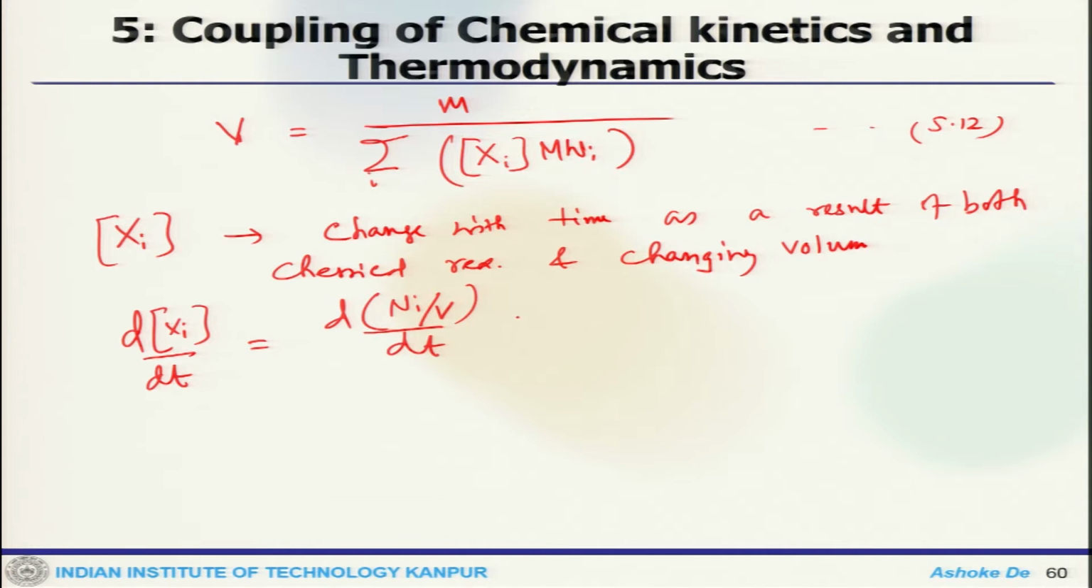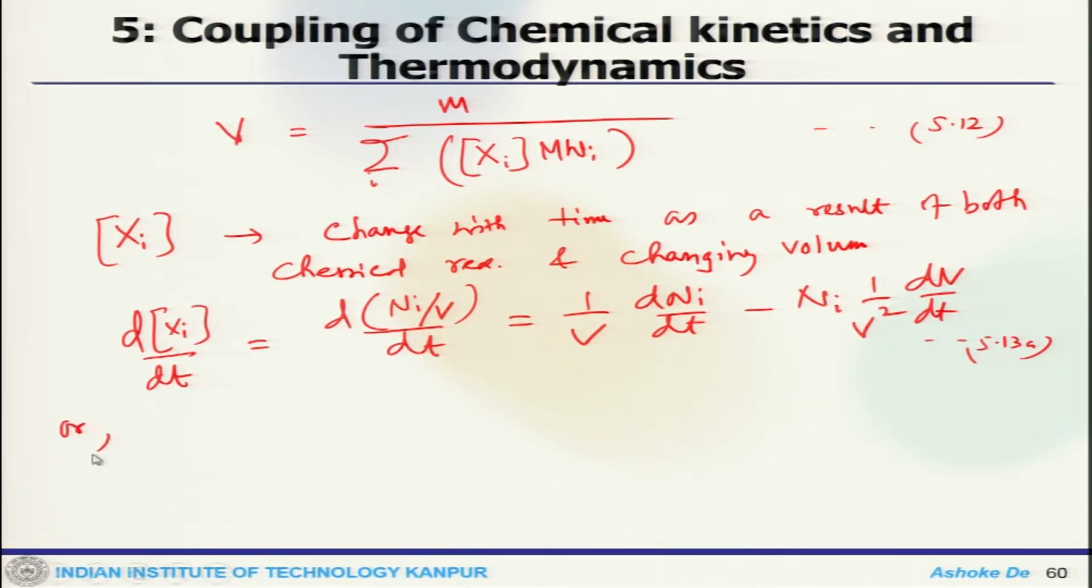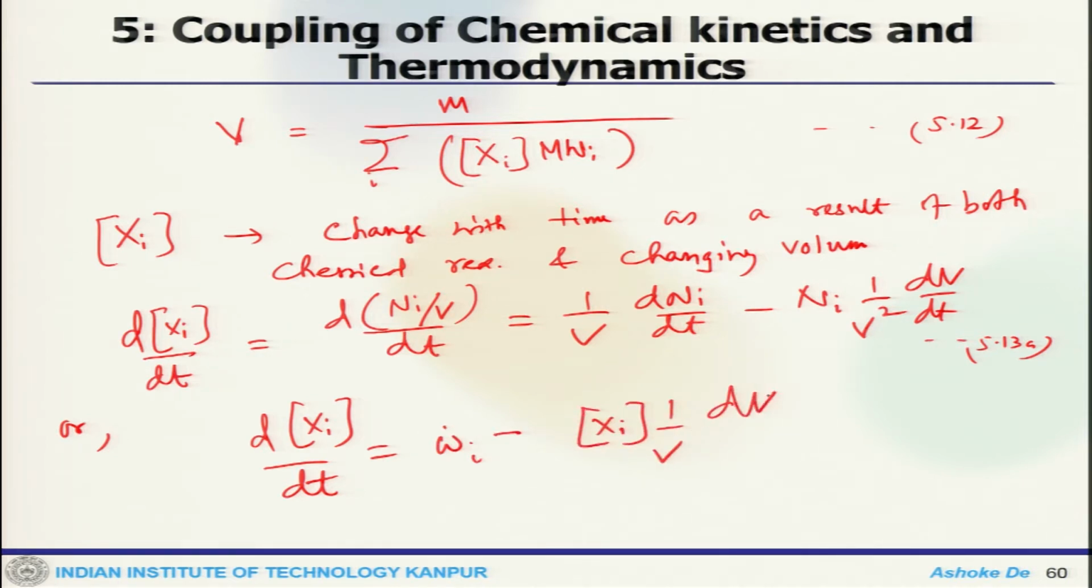So, one can write that d x I by dt is d by dt of n I by volume, which is 1 by volume d n I by dt minus n I 1 by volume square dV by dt. Or one can write d x I by dt equals omega dot I minus x I 1 by V dV by dt. That is my 13b.